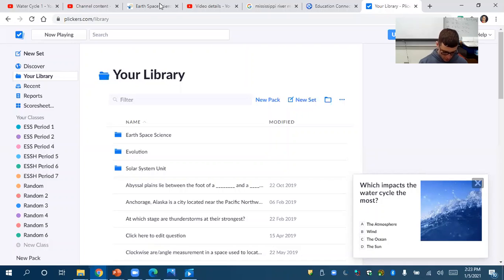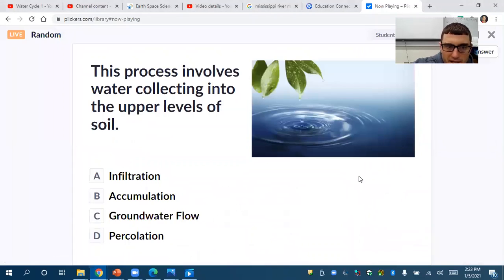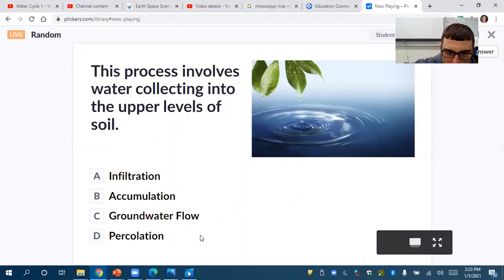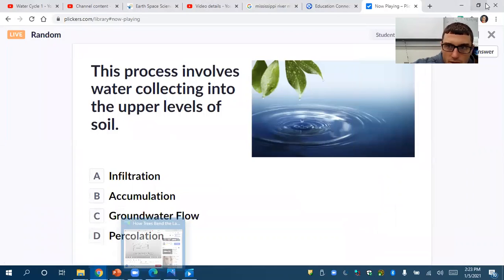Okay, so if we were listening closely, this should be an easy question. All right, so look here, guys. It says here, this process involves water collecting into the upper levels of soil. Is it A, infiltration, B, accumulation, C, groundwater flow, or D, percolation? Again, this involves water collecting to the upper levels of the soil. We just talked about it. Is it A, B, C, or D? Go ahead and add your answers onto the chat.